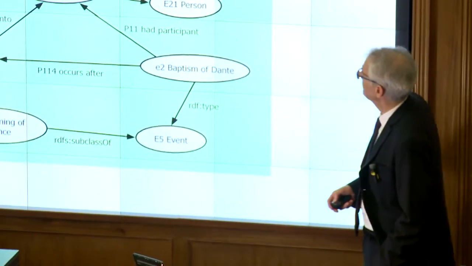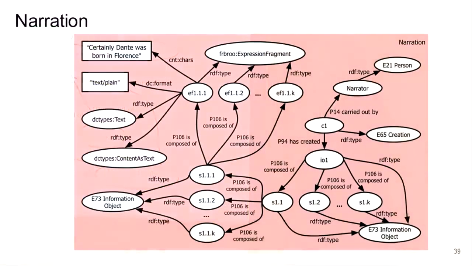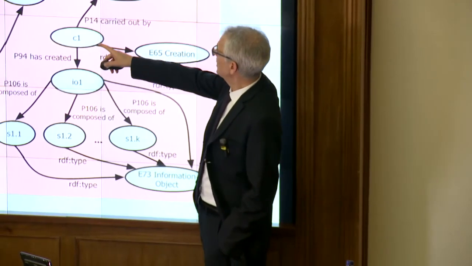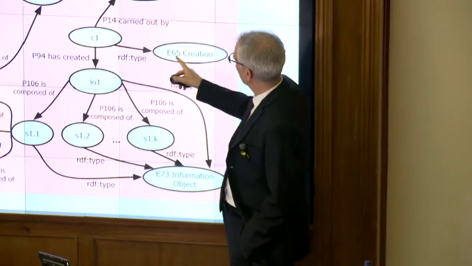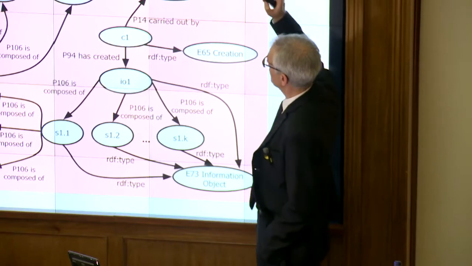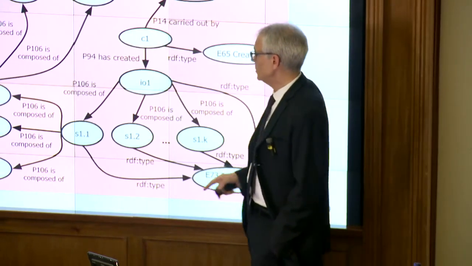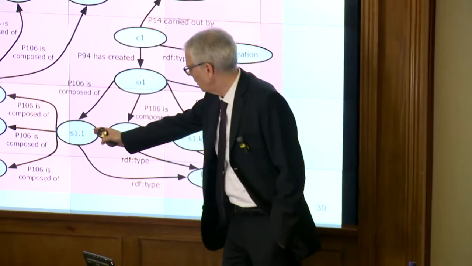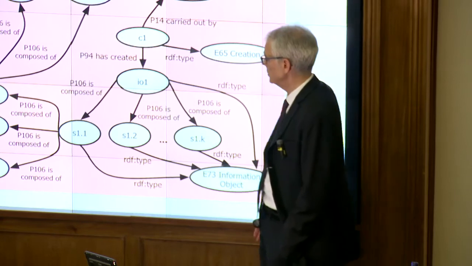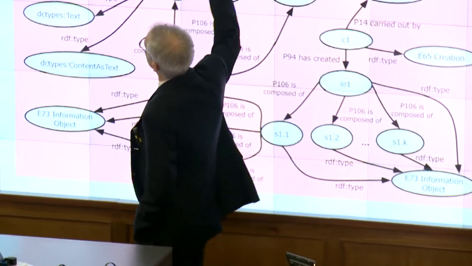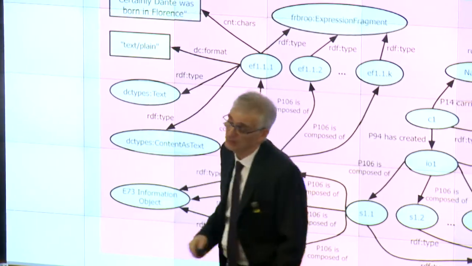Now, the narration of the fabula, which is the biography of Dante that we worked with, looks a bit complicated, but it is in fact an information object, which has been the result of a creation event carried out by a narrator, which is a person. This is part of the ontology, by the way, these relations. The information object, which is the Dante biography, is composed of a number of sections, or chapters, if you like, that are information objects. Each one is composed of a number of sections. They're all information objects. Finally, we come to the fragment that says that certainly Dante was born in Florence.